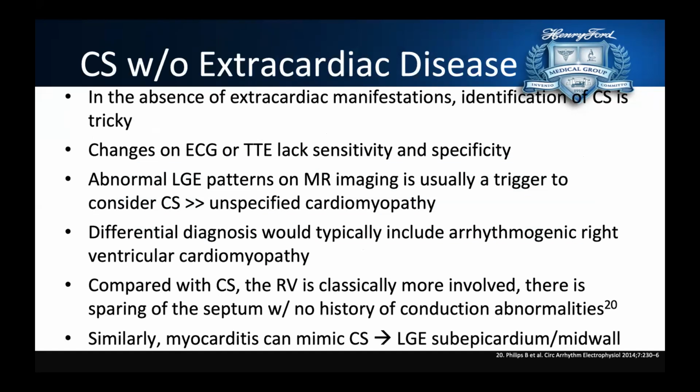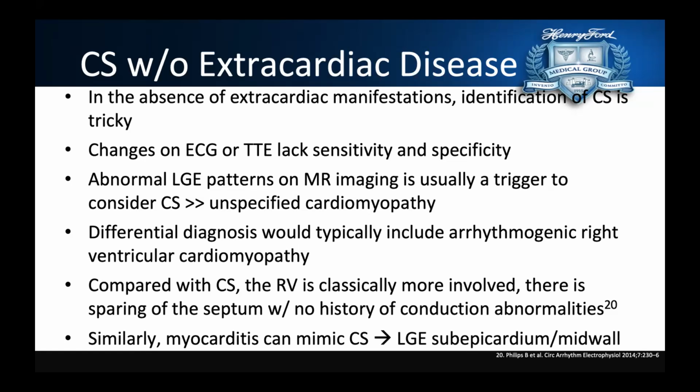Now, cardiac sarcoid without extracardiac disease. In the absence of extracardiac manifestations, the identification is tricky, right? We've kind of gone through the main things here. Changes on ECG or transthoracic echo lack sensitivity and specificity, and are unlikely to offer any additional diagnostic benefit if you don't have a tissue biopsy or tissue diagnosis. Now, abnormal late gadolinium enhancement patterns on MR imaging are usually a trigger to consider cardiac sarcoidosis, perhaps more so than an unspecified cardiomyopathy. But at the same time, we have to keep in mind the other differential diagnoses, right?